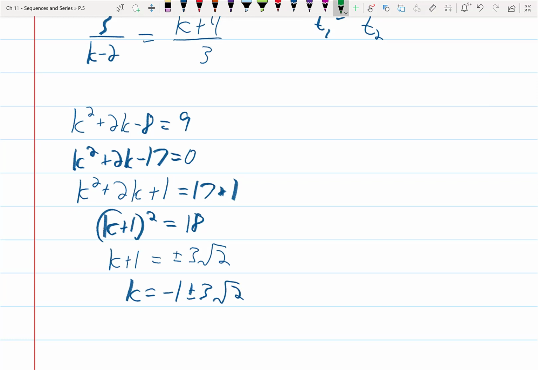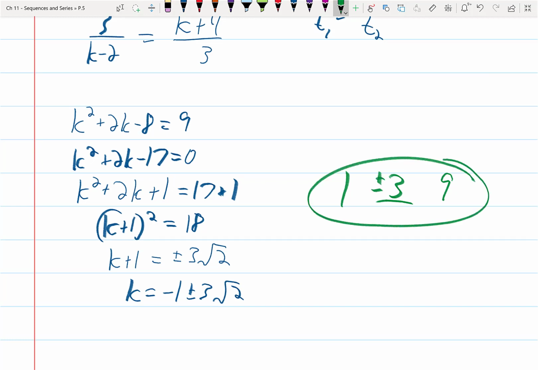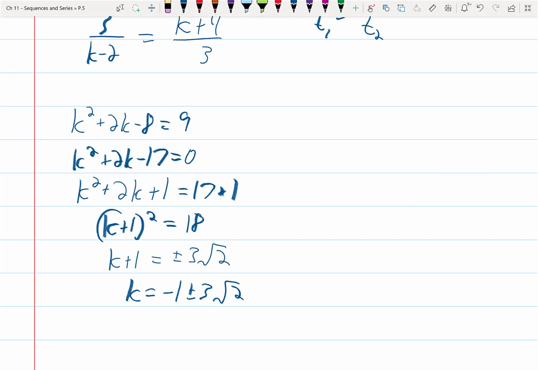I want you guys to fill in the gap. 1, blank, 9. I want you to put a number in there that will make that geometric. 3. Give me a second number. Negative 3. Plus or minus 3 will work. This is going to be a critical thing that comes up when you fill in the gaps. It means that there's more than one geometric mean that will work between multiple numbers.